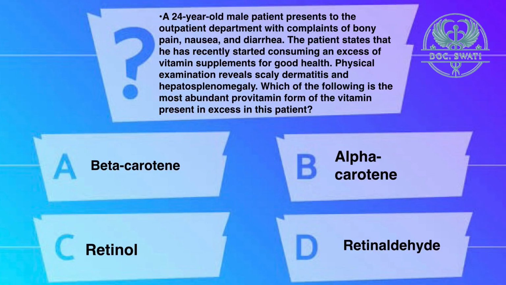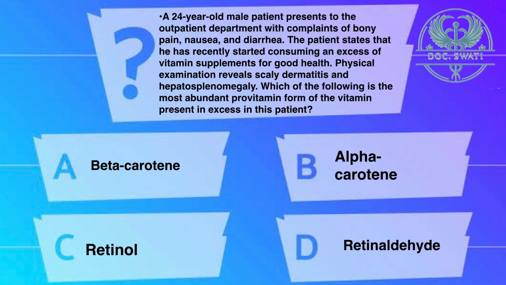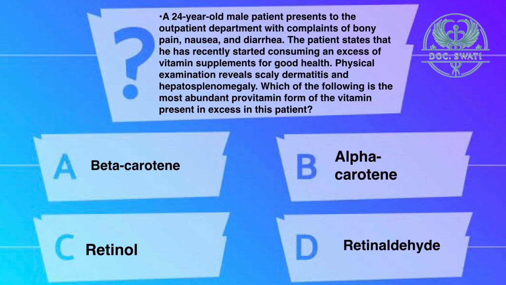Option A, beta carotene. Option B, alpha carotene. Option C, retinol. Or option D, retinaldehyde. So which option is correct according to you? Well, yes, option A, beta carotene is the correct option.